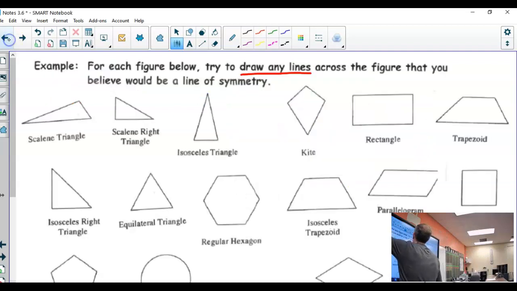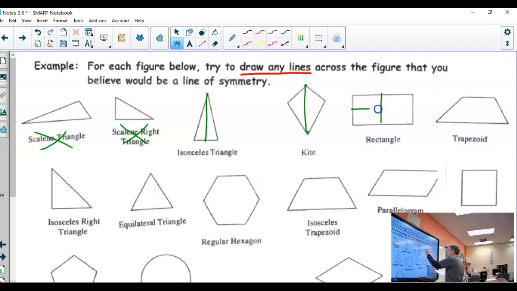Let's go back to the front and see what you did. I'm going to draw these in for you. This one does not have any. The scalene right triangle does not have any, but the isosceles triangle does, right down the middle there. The kite does right down the middle. The rectangle has a couple. The trapezoid, out of luck.